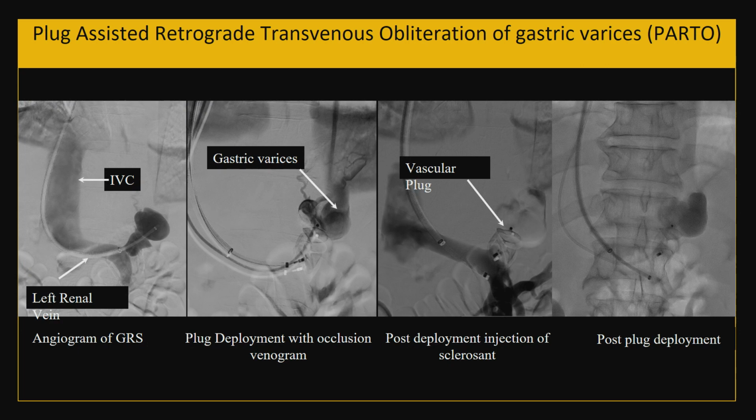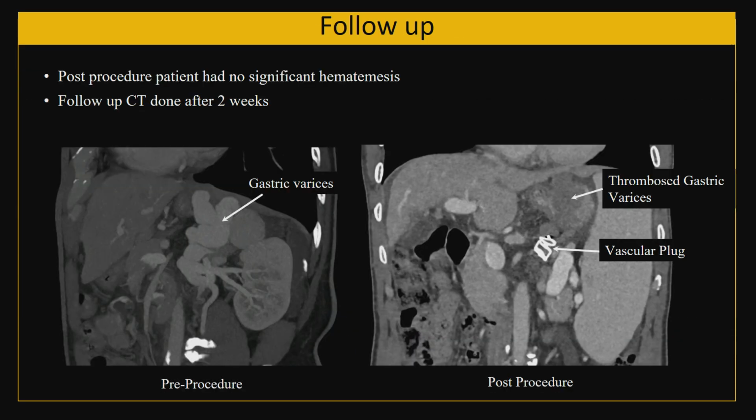Again, we went ahead. This time we entered through the internal jugular vein directly into the renal vein and into the gastrorenal shunt. We have put a vascular plug here. A vascular plug is a device which is kept there to obliterate the gastrorenal shunt, and we have injected the embolizing agent to obliterate the gastric varices. Again, on follow-up after 2 weeks, we can see all thrombosed varices, and this is the vascular plug which is kept there in the gastrorenal shunt.